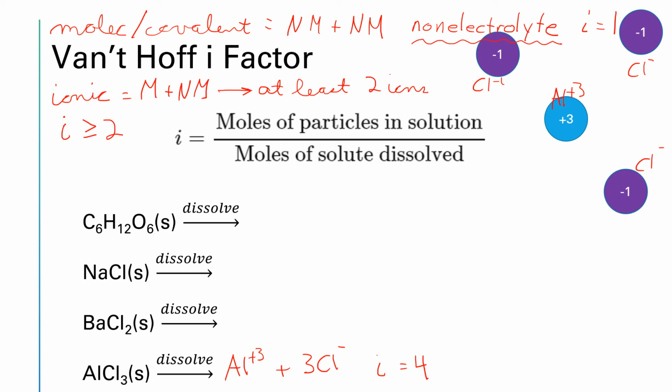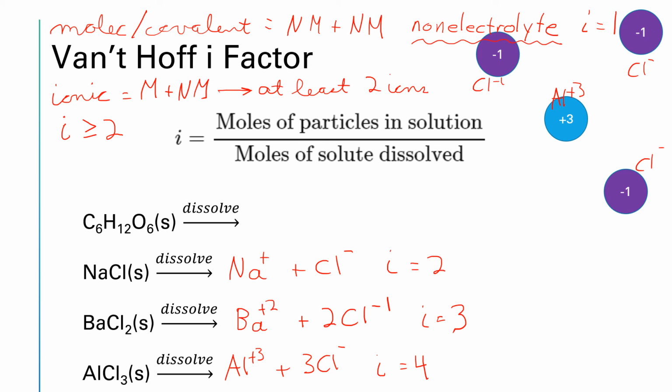Let's just work these backwards. Barium chloride dissolving. Well, barium is an alkaline earth, so that means it dissolves with a charge of +2. And then each one of those chloride ions is a -1. So we're going to get 2 chlorides to balance the +2 charge on the 1 barium. So 1 barium plus 2 chlorides gives us an I factor of 3. For sodium chloride, when it dissolves, we're going to get a sodium +1 ion and a chloride -1 ion. So 1 sodium plus 1 chloride gives us an I of 2.